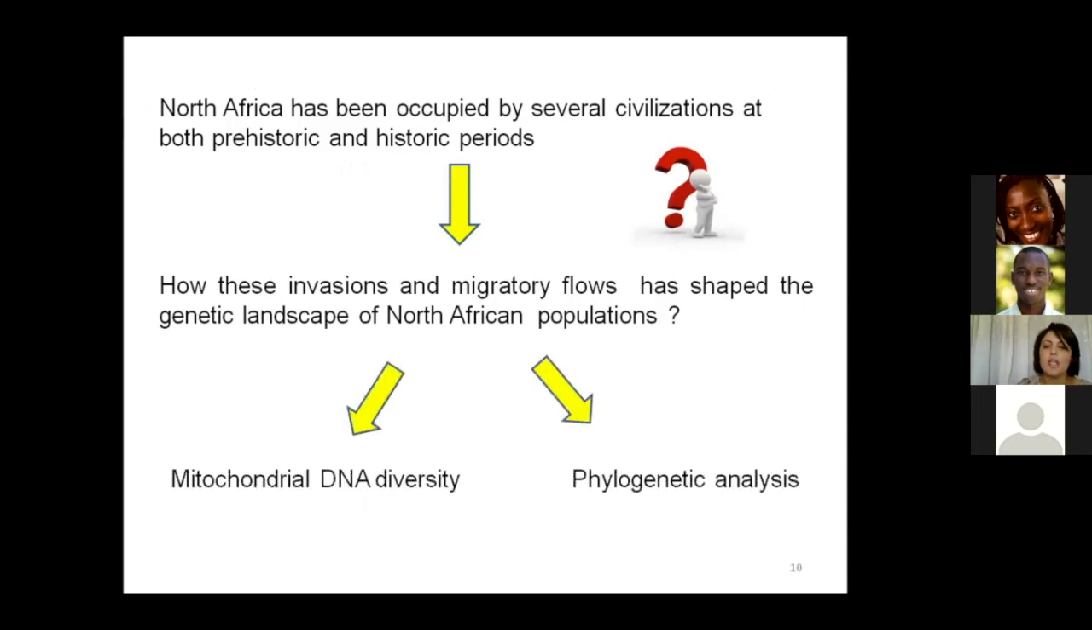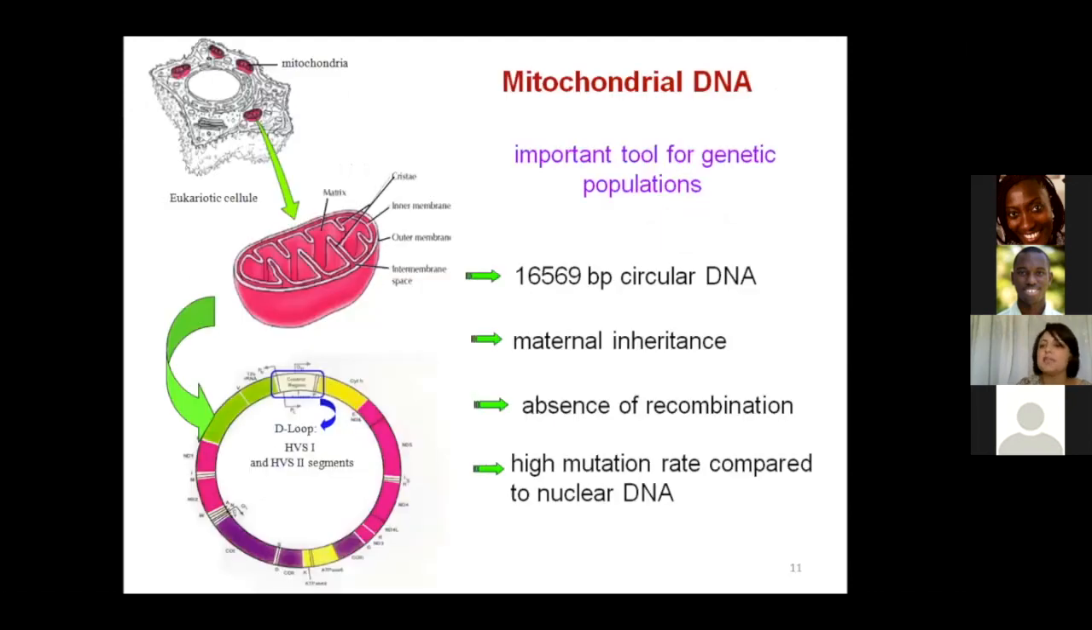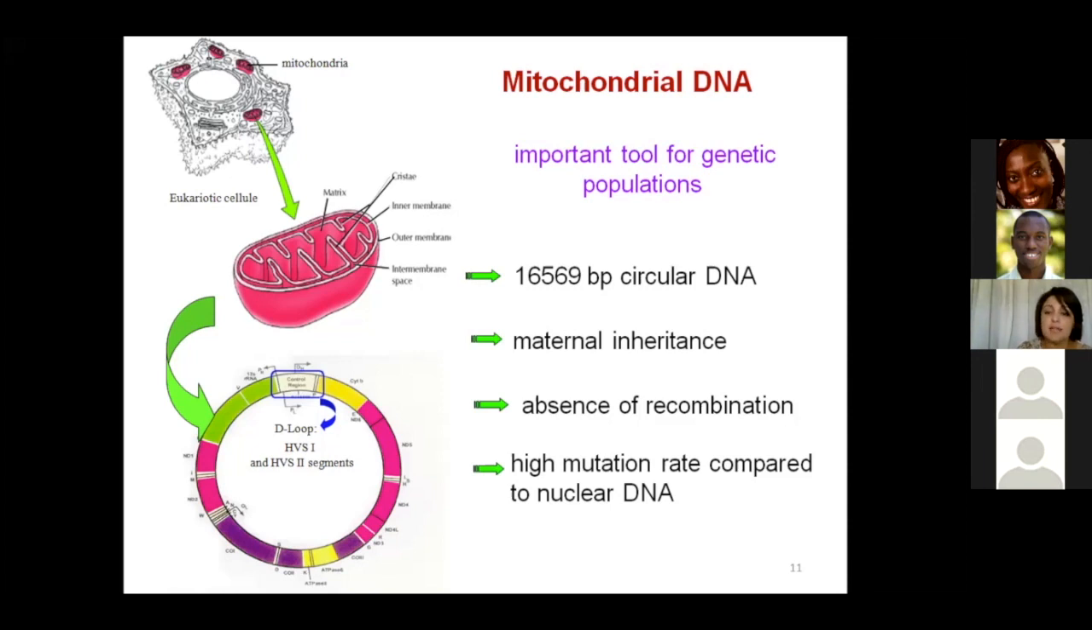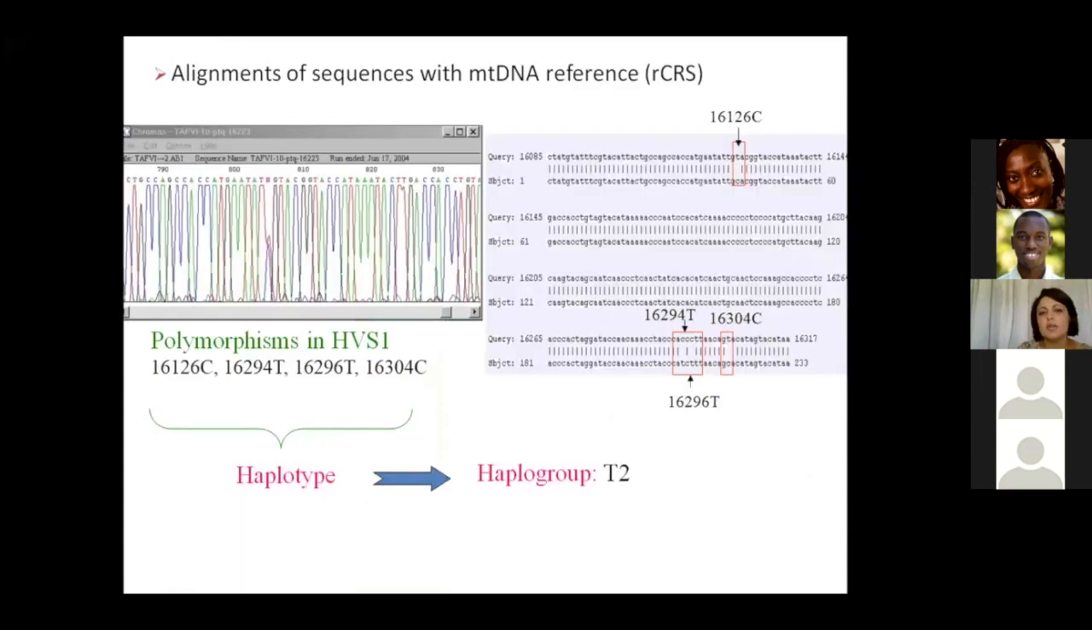To answer this question, we proposed to study mitochondrial DNA diversity and to perform phylogenetic analysis. Firstly, allow me to explain why we chose mitochondrial DNA. Mitochondrial DNA is located in mitochondria, and it is considered an important tool for population genetics because of many features: the small size of this circular DNA, maternal inheritance, absence of recombination, and a high mutation rate compared to nuclear DNA. When we study mitochondrial DNA sequences, we align the obtained sequences with the reference, and this allows the identification of polymorphisms. You can see here some polymorphisms and a haplotype. And then this haplotype is classified in a haplogroup.